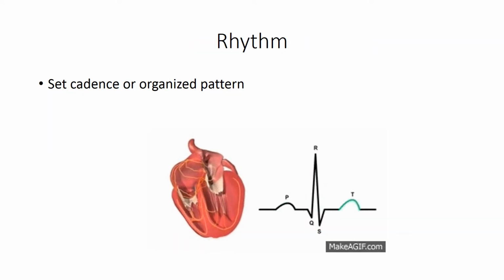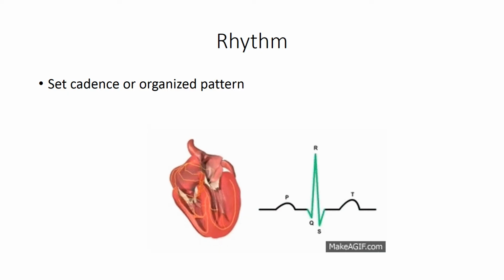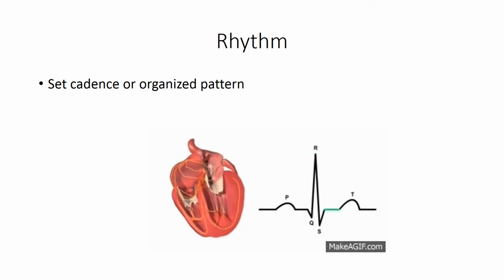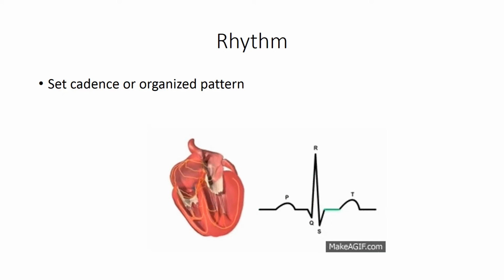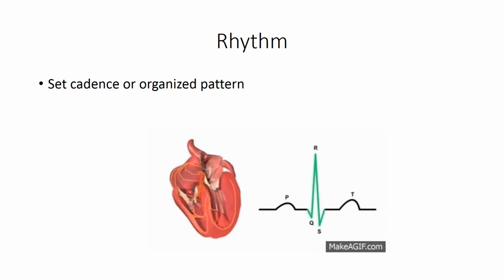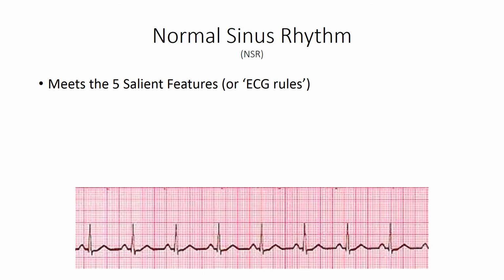What is rhythm? Rhythm is a set cadence or an organized pattern, and in this case I have a loop of a heart and an EKG rhythm going over and over again, and it has created a rhythm. In fact, that rhythm is a normal sinus rhythm. Well, what is a normal sinus rhythm?